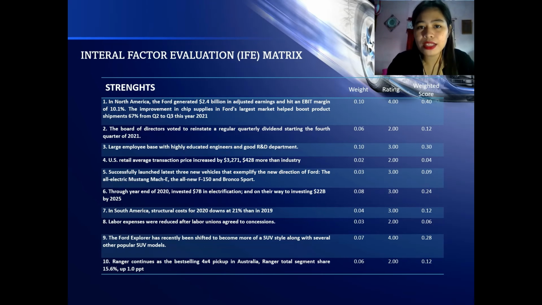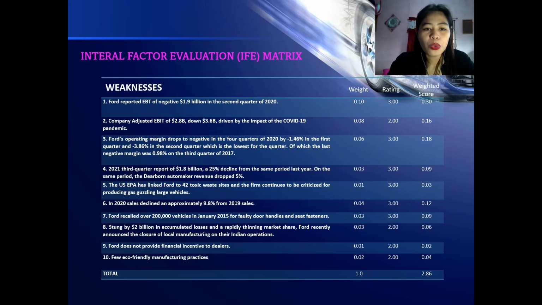So those are the strengths. Now we will go on to the weaknesses. Again, I will just be selecting 3. So I select number 1 and number 3. Ford reported earnings before tax of negative 1.9 billion in the second quarter of 2020, and the operating margin dropped to negative in all 4 quarters for 2020. Negative 1.46 in the first quarter and negative 3.86 in the second quarter, which is the lowest for the whole year.